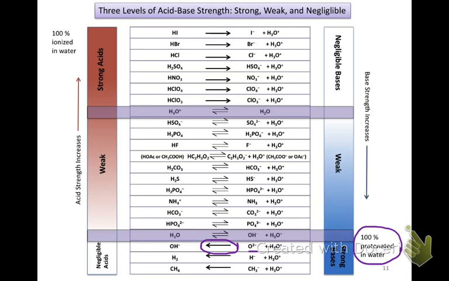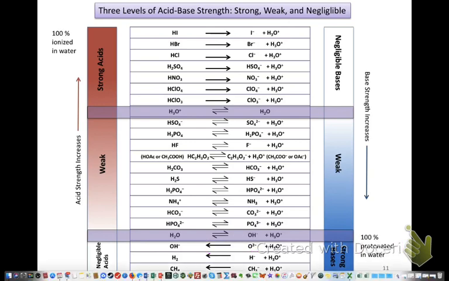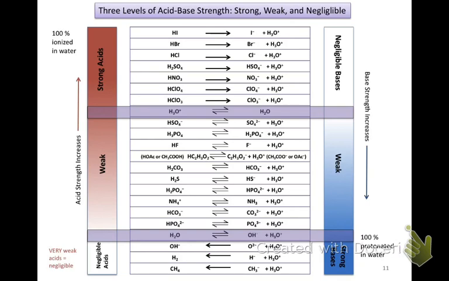In fact, the conjugates of these strong bases are called negligible acids. They're so weak, we're not even going to call them weak. They don't get the honor of being called weak. They're negligible acids. Hydroxide, hydrogen gas, methane gas, those are so poor as acids, we're not even going to call them weak. We're going to call them negligible or spectator ions.